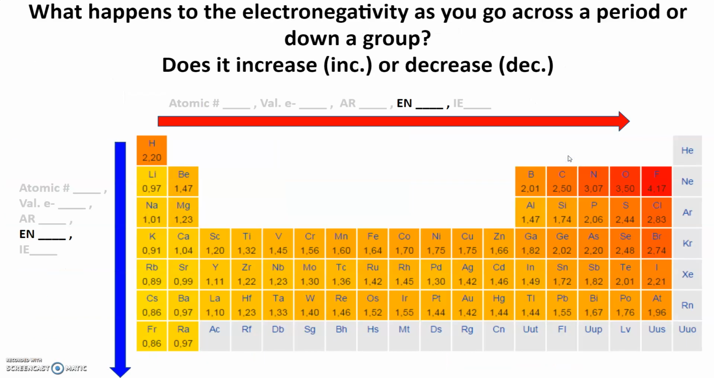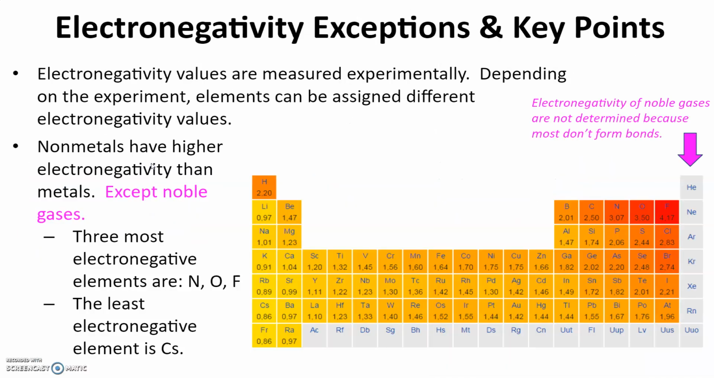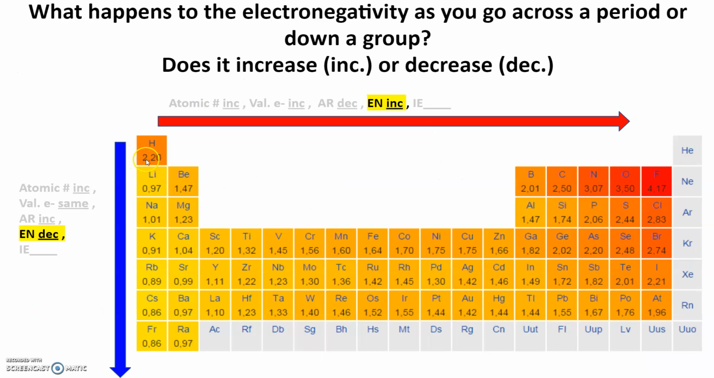So here we have electronegativity values. They're shown as the numbers below. The commas, by the way, represent decimal places. Oops, sorry. So this would be 2.20. So what I want you to do is take a look at the trends and see what you notice, what happens as we go across a period and down a group.